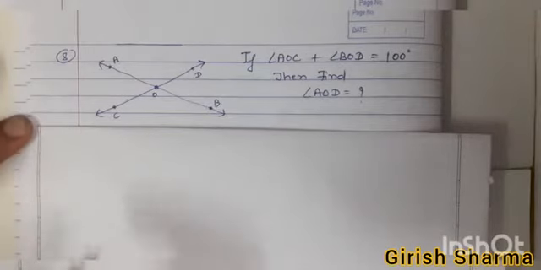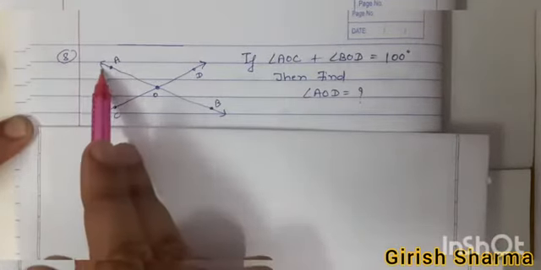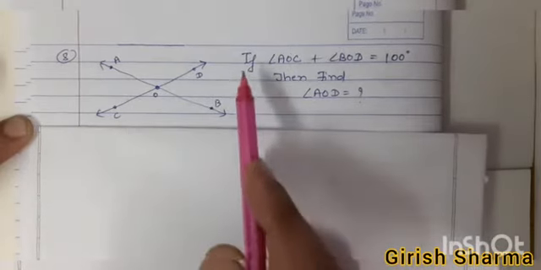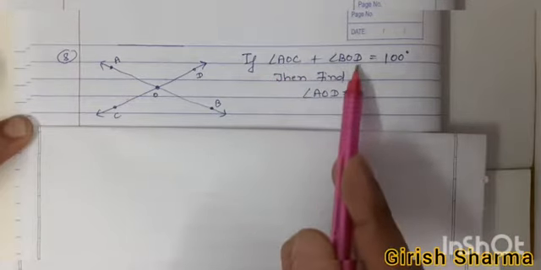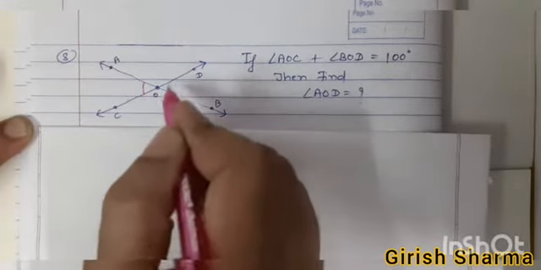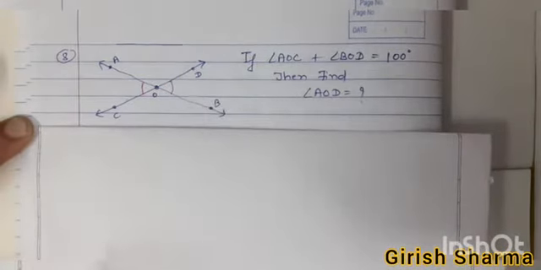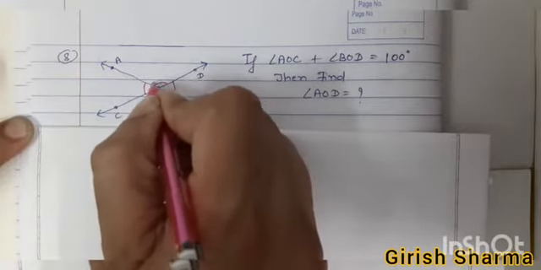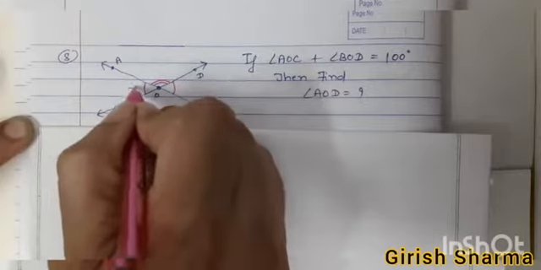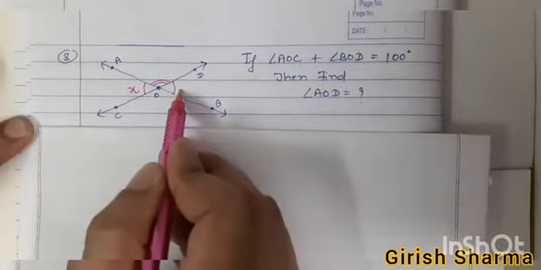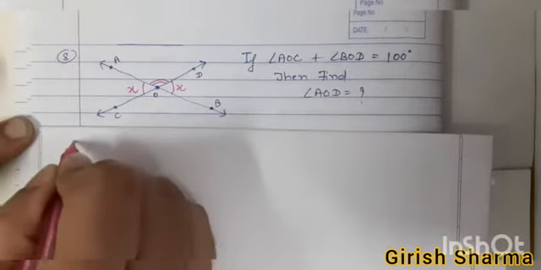Yes, question number 8. See here, these two lines AB and CD intersect each other at point O. It is given to you: angle AOC plus BOD is equal to 100 degree. AOC is this and BOD is this. Its sum is given to you 100 degree. Then what you have to find? You have to find AOD. This you have to find out. Okay. If I write this X, let's say AOC is equal to X, then these two are vertically opposite angles. Definitely this will be X. So what we can write?